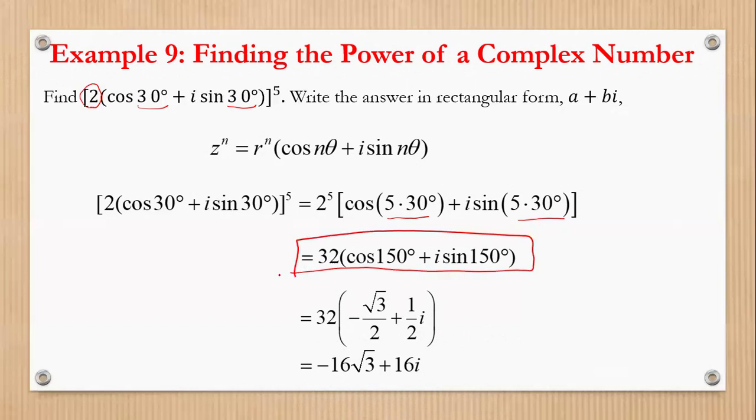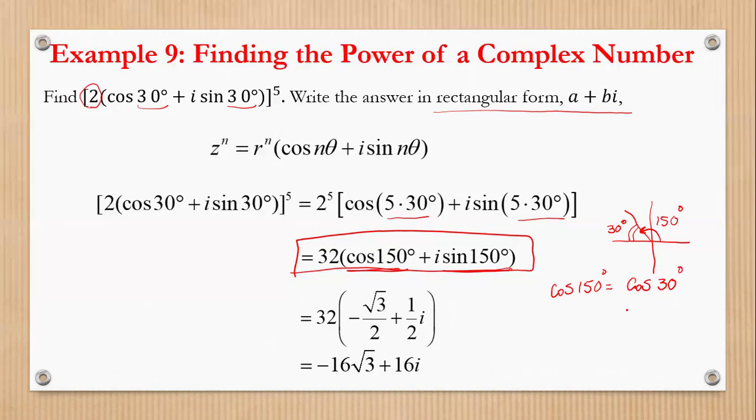If you just need to raise to that power, you can stop here. But if they ask you to write the answer in rectangular form, now you need to convert to rectangular form by finding the cosine of 150 and the sine of 150. Cosine of 150, you know that 150 is an angle in the second quadrant. And to find the cosine of 150, if you don't have a table value, you need to find the reference angle. And the reference angle for that angle is this angle, which is 30 degrees. Which means the cosine of 150 is the same as the cosine of 30 degrees.